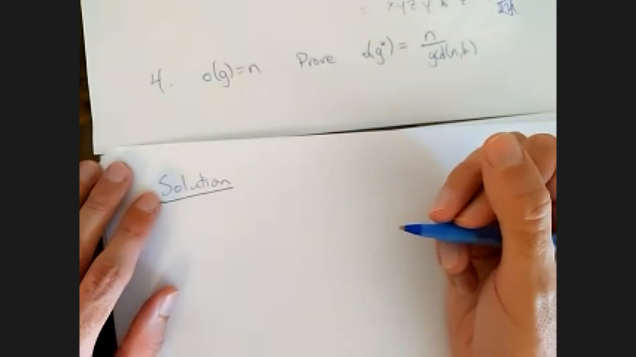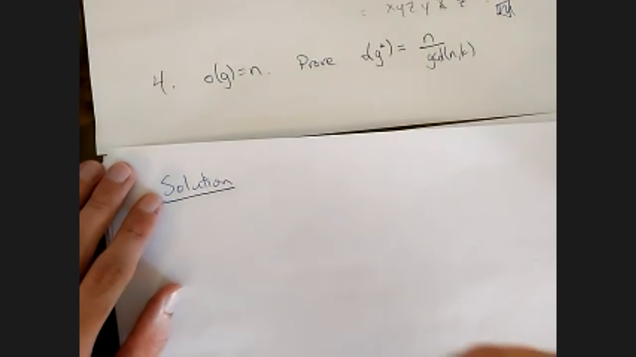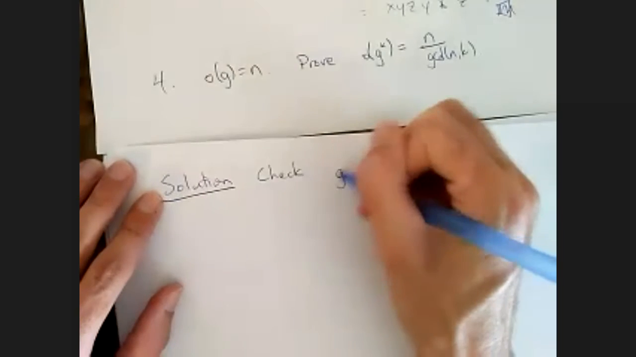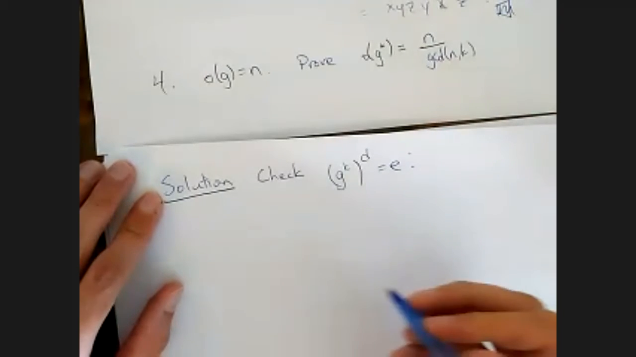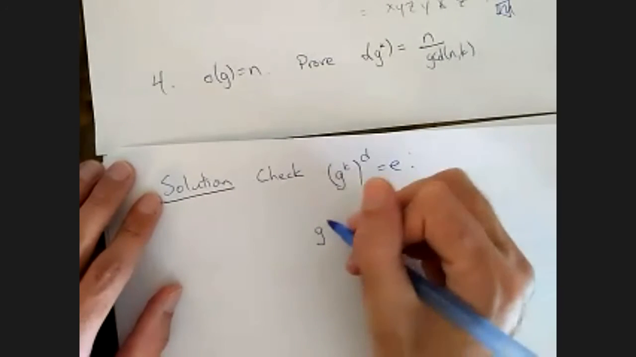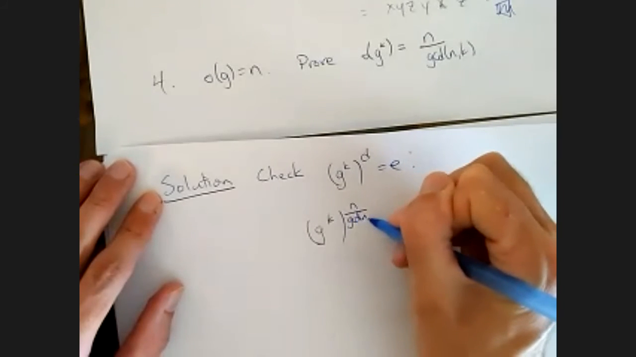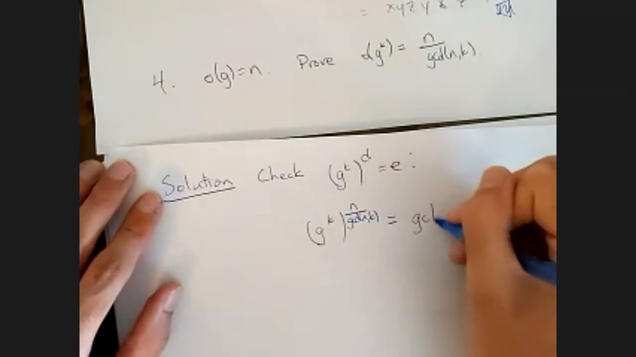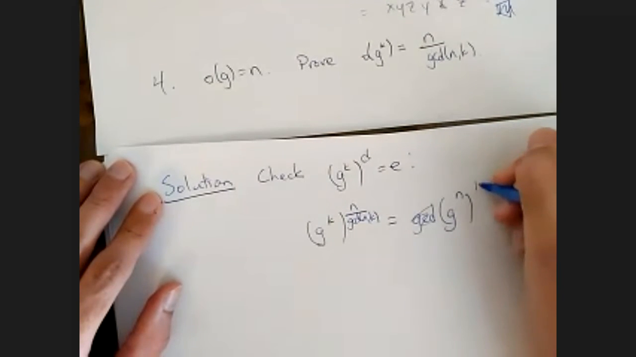Okay. This was supposed to be a little bit tricky, but well. So first check that (g^k)^d is the identity, where d is n over the GCD of n and k. Well, let's do that. (g^k)^(n/gcd(n,k)) is just the same as (g^n)^(k/gcd(n,k)).